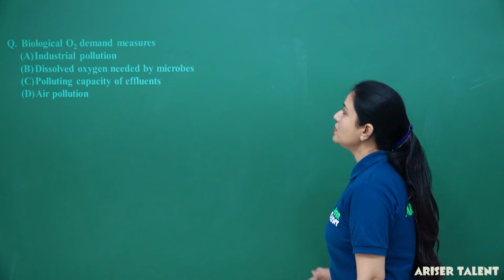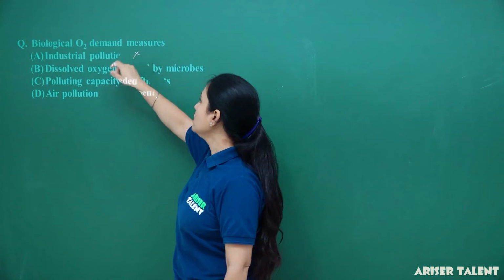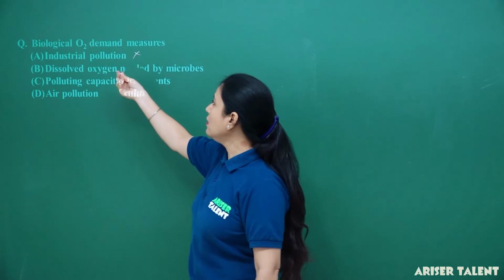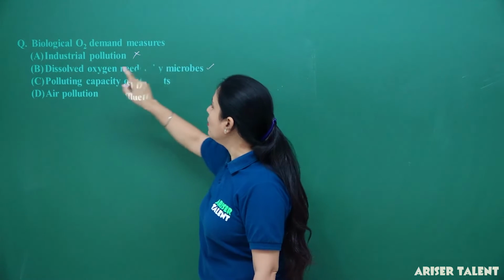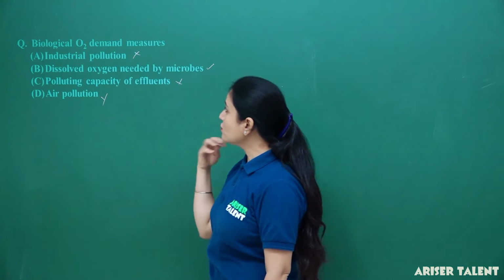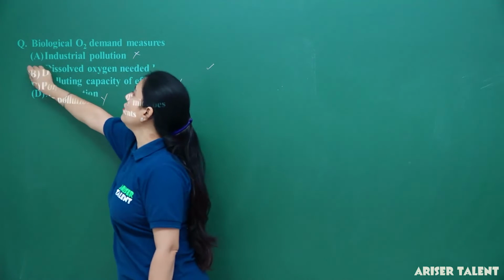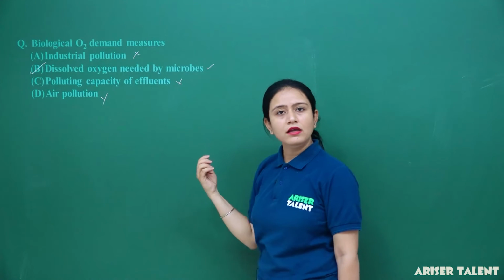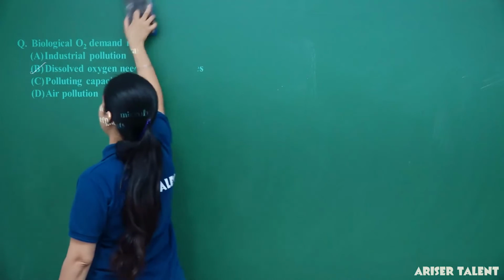Next is biological O2 demand measures. What? Industrial pollution? No. Generally, oxygen cannot create pollution. Dissolved oxygen needed by microbes? Yes. Polluting capacity of effluent? No. Air pollution? No. So, we can say that biological O2 demand measures dissolved oxygen needed by the microbes. Option B is the correct answer.